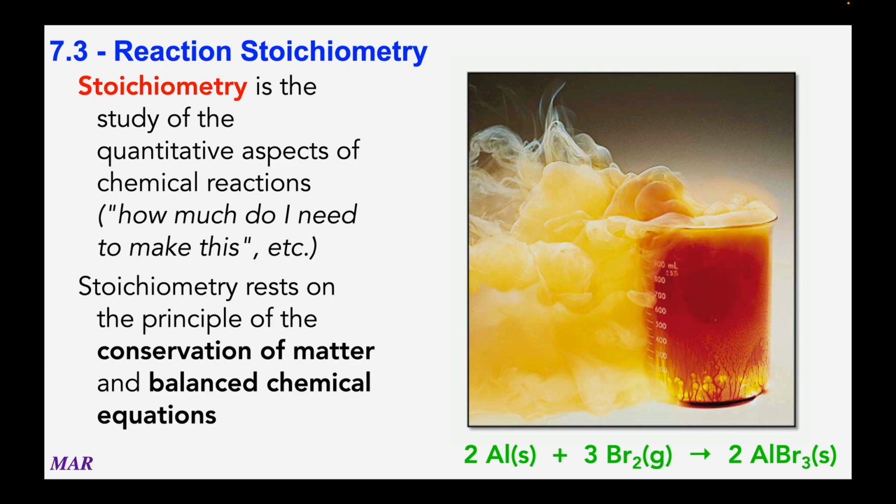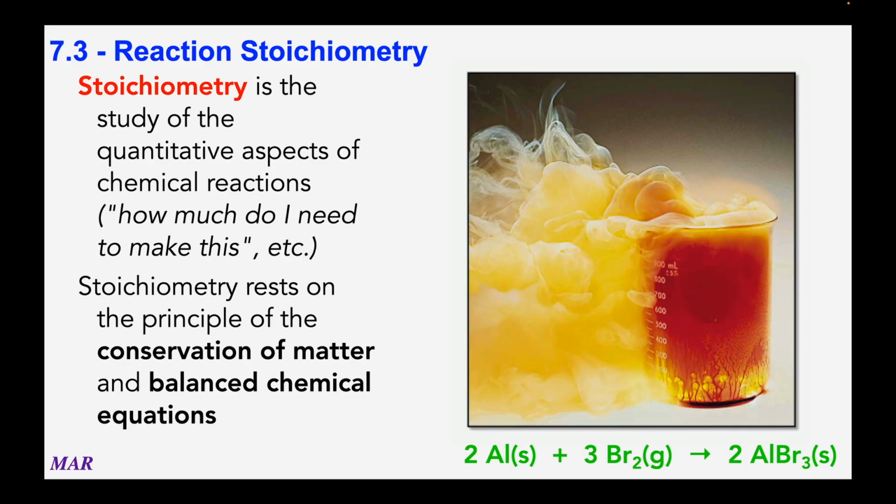But what does equal, and what's important, is that the left-hand side has 2 aluminum atoms and the right-hand side has 2 aluminum atoms. And the left-hand side has 3 times 2, 6 bromine atoms, and the right-hand side has 2 times 3, 6 bromine atoms. So the atoms are balanced, even though the stoichiometric coefficients may or may not be balanced, and that's something to remember.